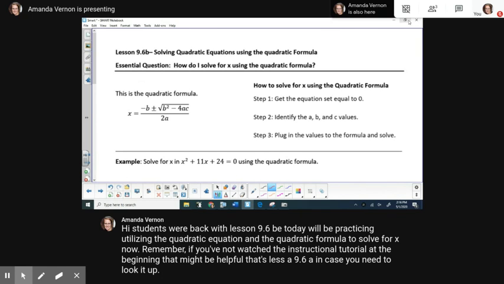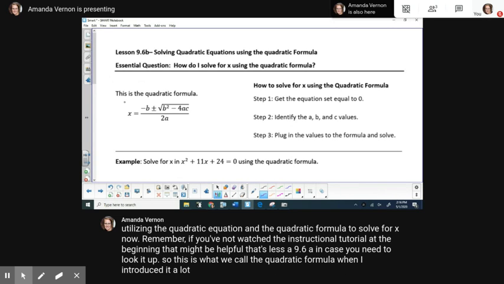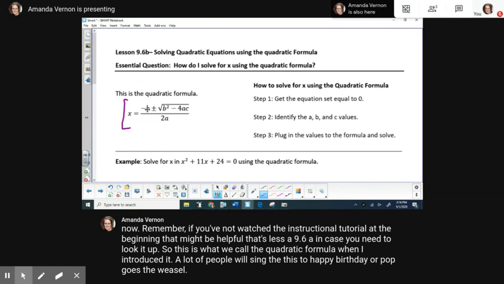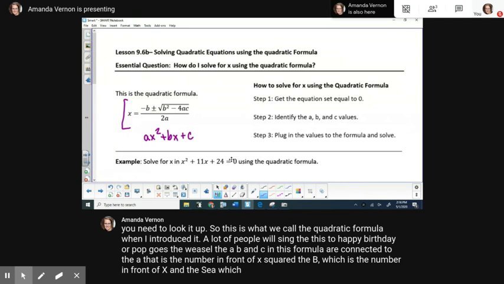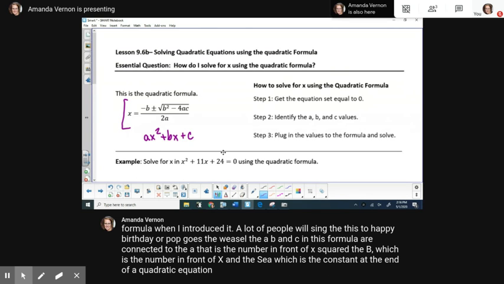So this is what we call the quadratic formula. When I introduced it, a lot of people will sing this to Happy Birthday or Pop Goes the Weasel. The A, B, and C in this formula are connected to the A, that is the number in front of x squared, the B, which is the number in front of x, and the C, which is the constant at the end of a quadratic equation when written in general form.